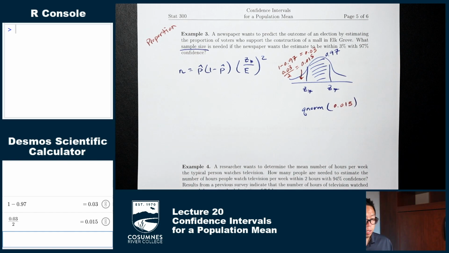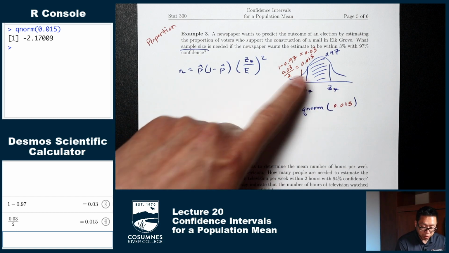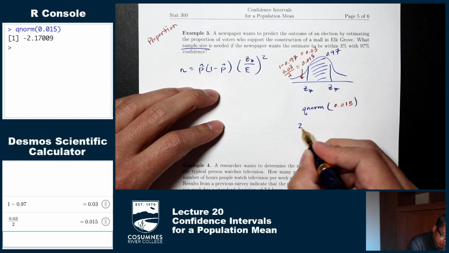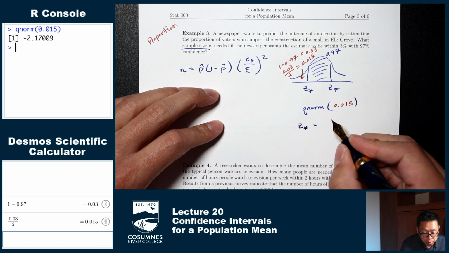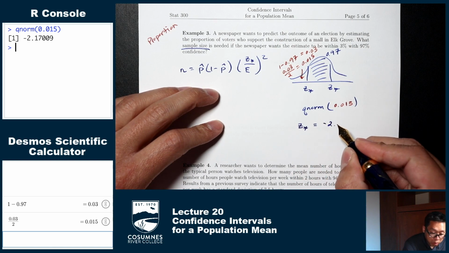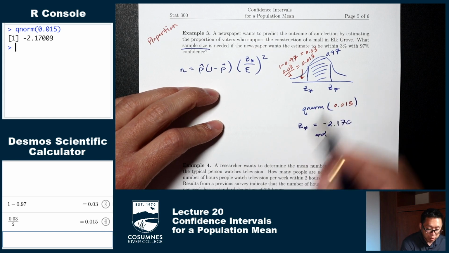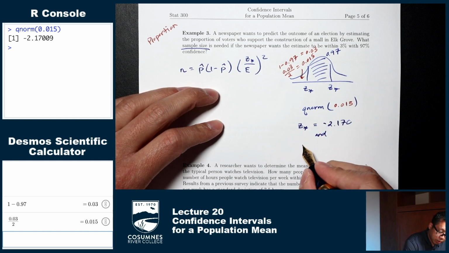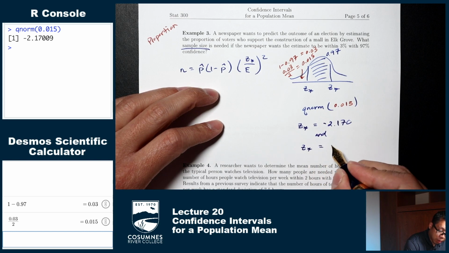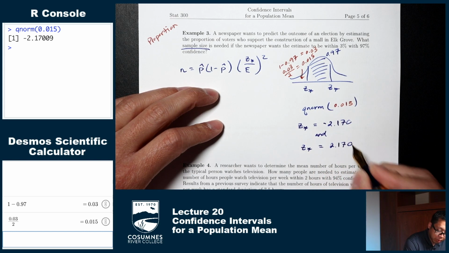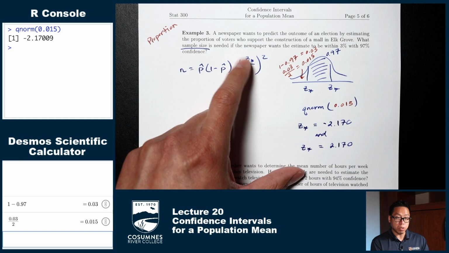Okay, so in R, qnorm of 0.015. This should give me a Z star. There are 2 Z stars. One of them is going to be negative 2.170, and then the other Z star on the right should be the positive version. So positive 2.170 is going to go in for the Z star.